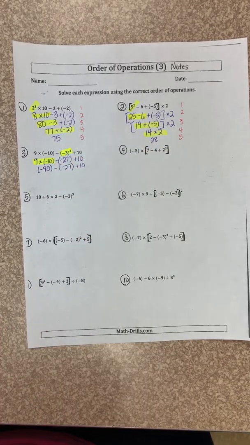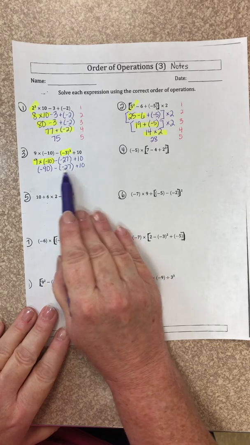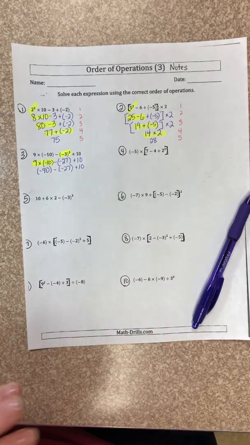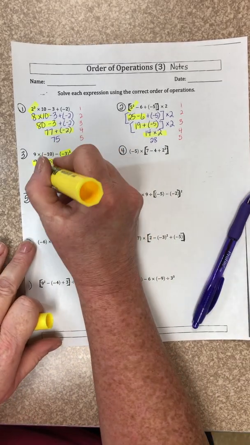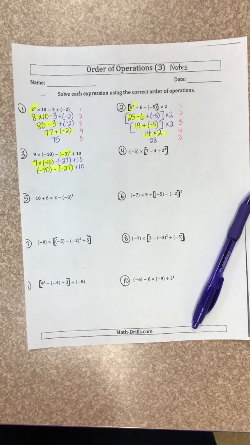and go over the steps again. Step 1, grouping symbols. No. Step 2, exponents and roots. No. Step 3, multiplication and division. No. Step 4, addition and subtraction. Yes, we have both, but we have to work left to right. That means we're going to do negative 90 minus a negative 27 first.